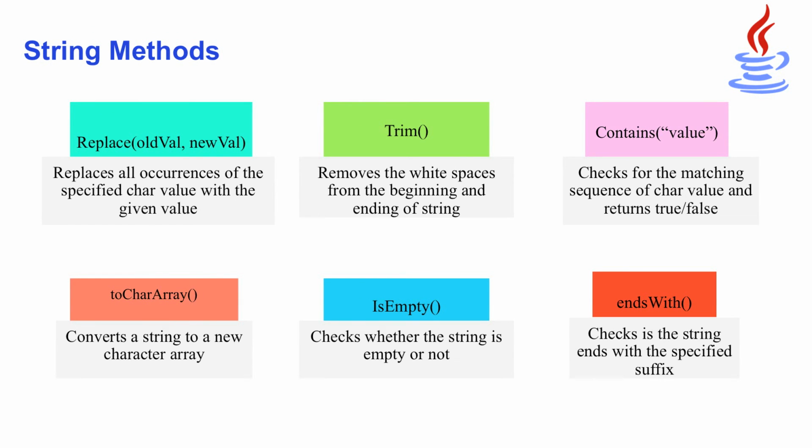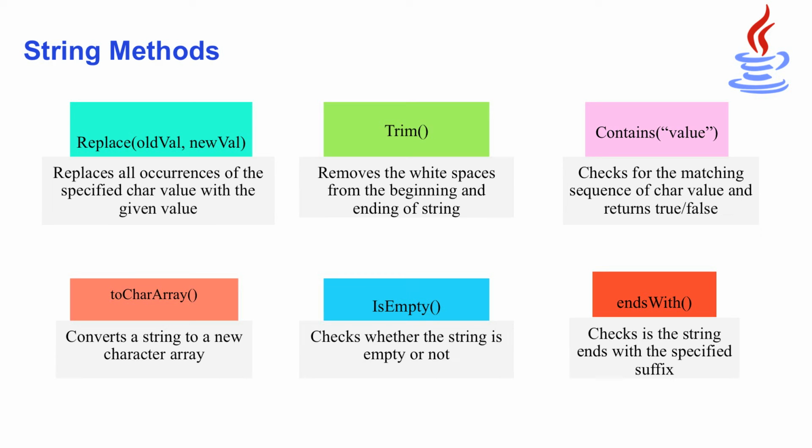And the next method is the replace method. The replace method is responsible for replacing all the occurrences of the specified character values with the given values. And the next one is the trim method, which removes the white spaces from the beginning and ending of a string. And next is the contains method, which checks for the matching sequence of character values and returns true or false.